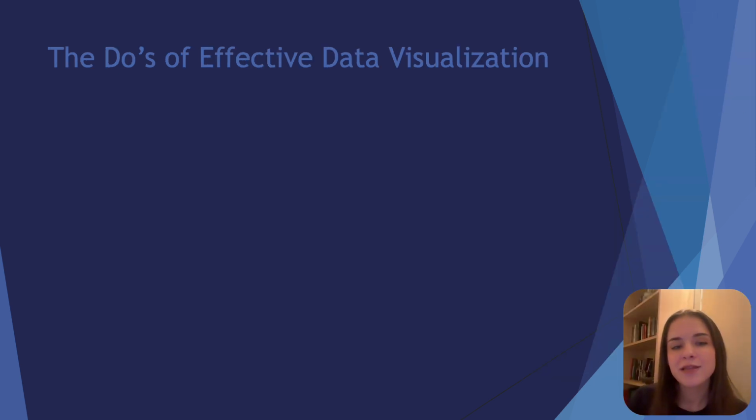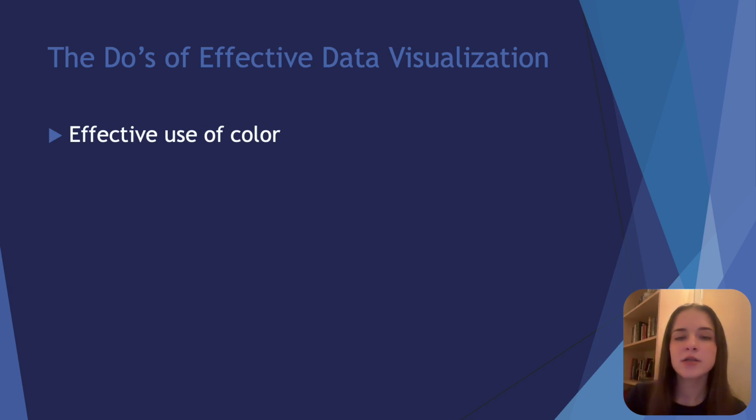Now that we've gone over the most popular tools for data visualization, I'm going to talk a little bit more about the do's and don'ts of effective data visualization. Firstly, effective use of color. Choose accessible and consistent colors to make your visualizations clear and easy to interpret. Something to keep in mind here is color blindness, so definitely choose color palettes that are clear and easy to differentiate. Next is to use clear labels.